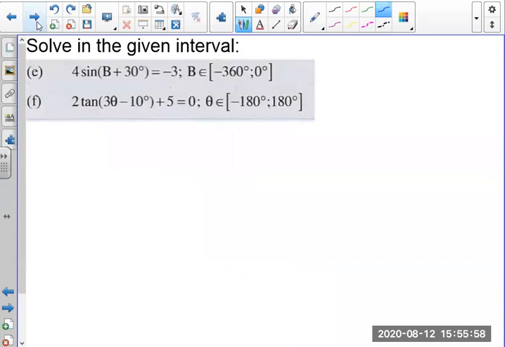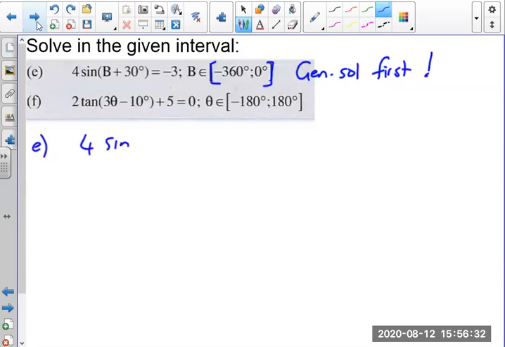Now what they can also ask you, they can give you the sum and say, now solve in a specific interval. In other words, just give the answers between minus 360 and 0. Now what you're going to do is you're going to do the general solution first. You're in any case going to do the general solution. Okay, so let's do the general solution.